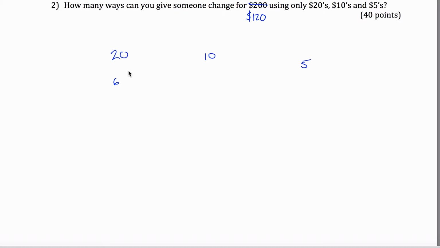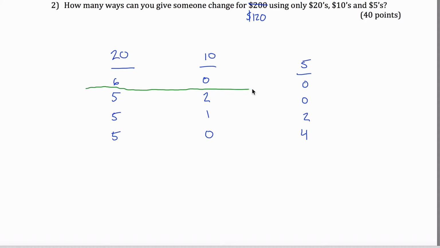And let's start by listing the most possible number of 20s, which would be 6. That would be all $120. I wouldn't have any other bills. I could also have 5 20s. Now that's 100 bucks, so I need 20 more. I could get 20 more with 2 10s, or with 1 10, or with no 10s. So really what I have here, if you kind of break these up a little bit, is I have one option that involves 6 20s, and I had 3 options that involve 5 20s.